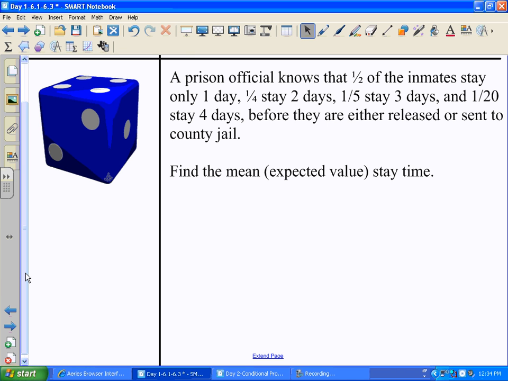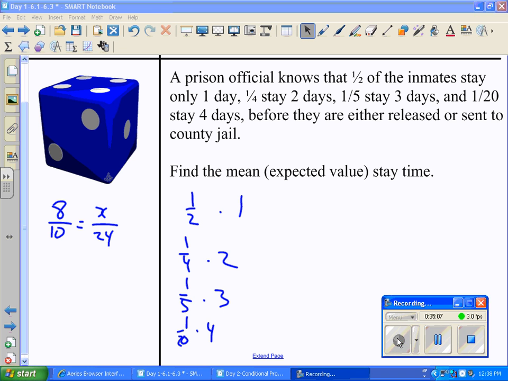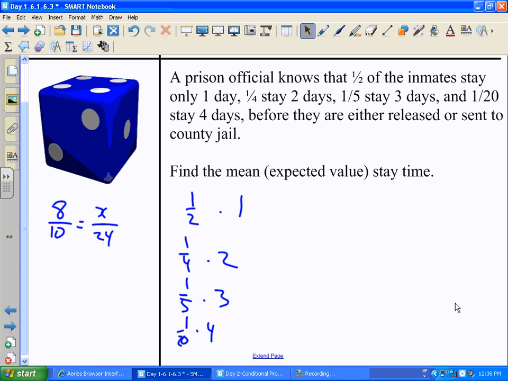So I want to know, because I got caught running this gambling scheme here on campus with students, I probably got fired, but I want to know how long I have to stay in jail. So now you guys calculate that for me. That's what you should have done.